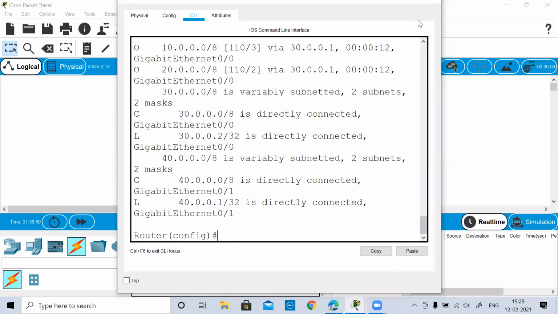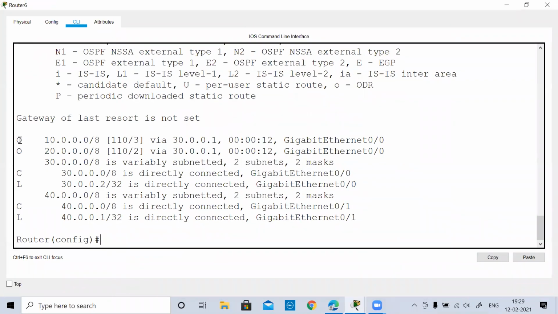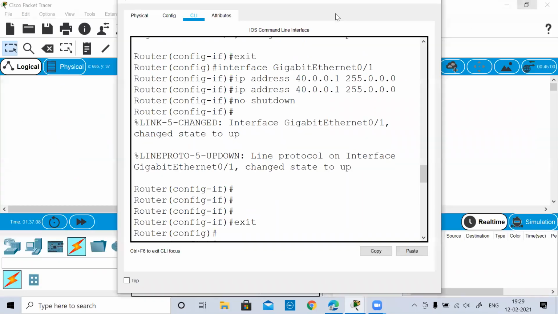You will find that I had 4 networks, which we had set in the initial state. O stands for OSPF. The 10 network it has learned, the administrative distance is 110, and the cost is 3. Can you just check how the cost is 3?